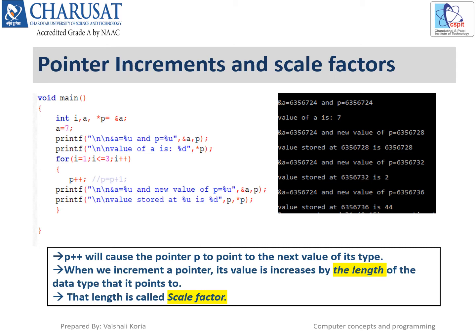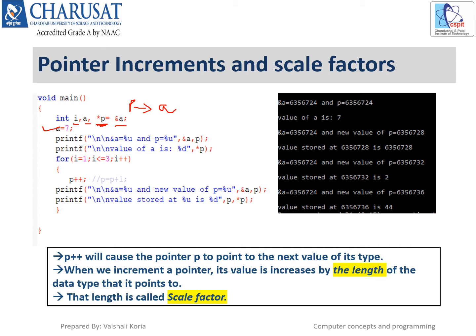Here there are integer variables I and A, and there is a pointer variable P in which we have stored the address of the variable A. So we can say that P is pointing to A. Now the value given is A is equal to 7. So we have declared a variable, we have assigned the address of that variable to a pointer variable, and then we have assigned a particular value to the variable A.